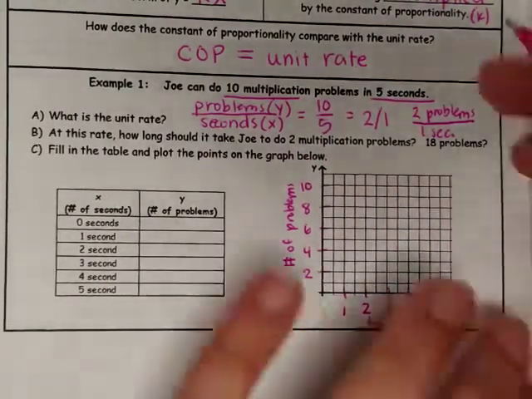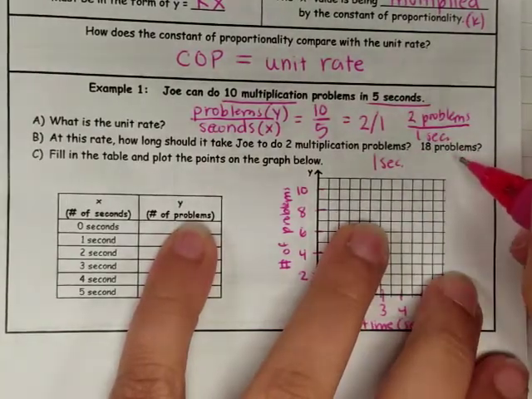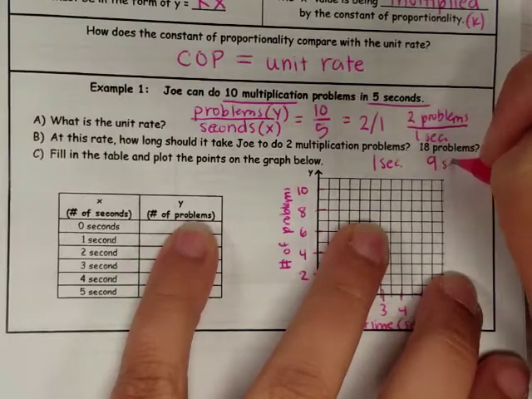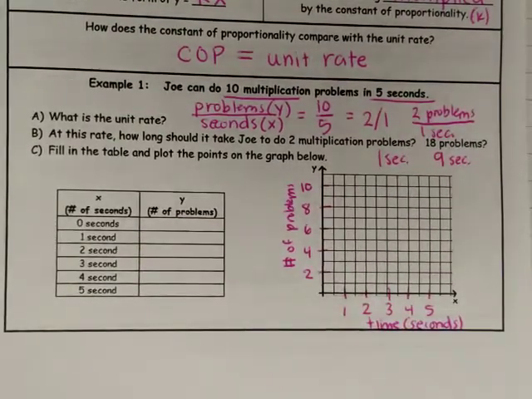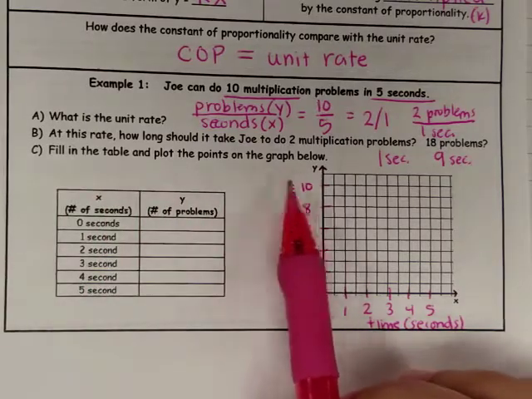At this rate, how long should it take Joe to do 2 multiplication problems? It should take him 1 second. What if he was doing 18 problems? It would only take him 9 seconds. Then down here, part C, fill in the table and plot the points on the graph below.